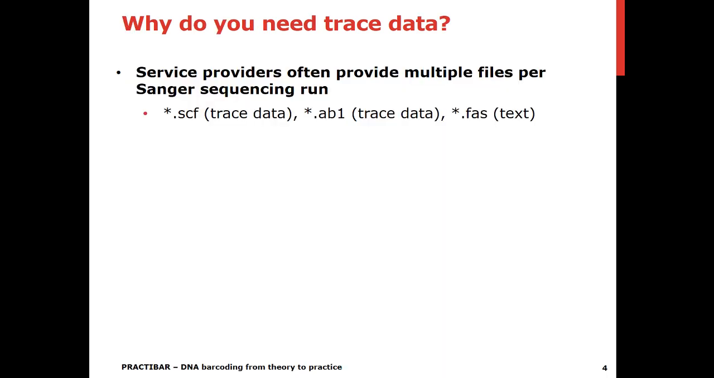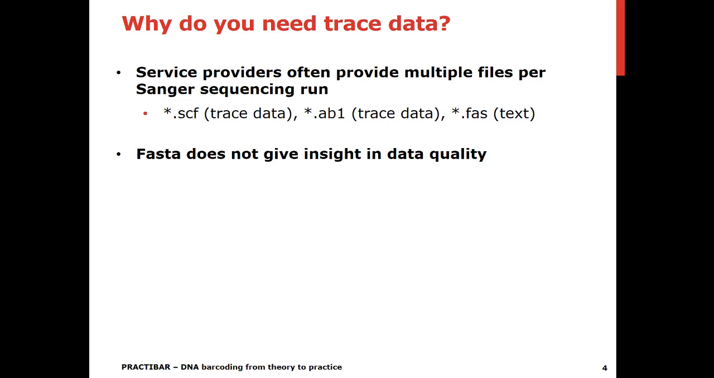Now, why do we need trace data? When you have Sanger sequence data generated, the data becomes available in a number of file formats. For instance, you have the SCF format, the ABI or AB1 format, and the FASTA format. So the first two file formats, the SCF, ABI and AB1 files, contain trace data or electropherograms. The latter file format, the FASTA format, is just a flat text file format and does not contain any information on the quality of your sequence run.